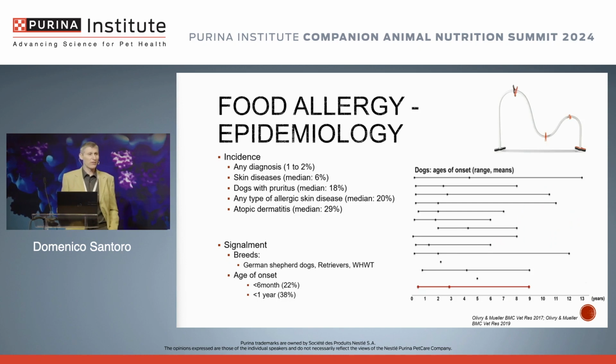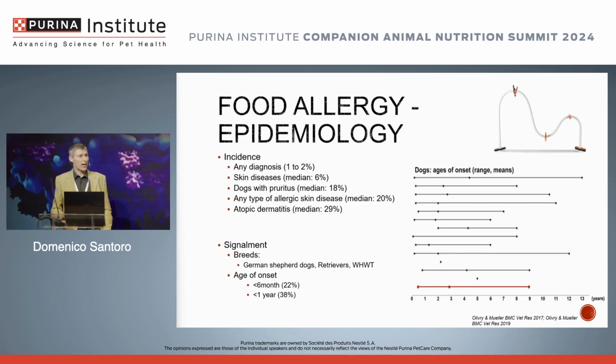Age of onset: this is one of the very few diseases that shows up mainly in early life. Up to 40% of our food allergy patients showed up with onset of disease before 1 year of age. And then nothing happens until they get old. And then you start to have another wave of these dogs developing food allergy.